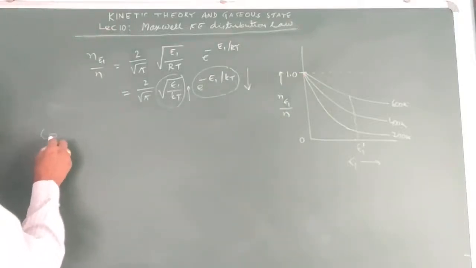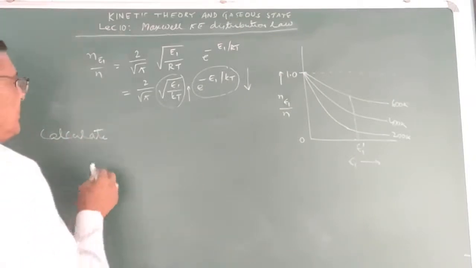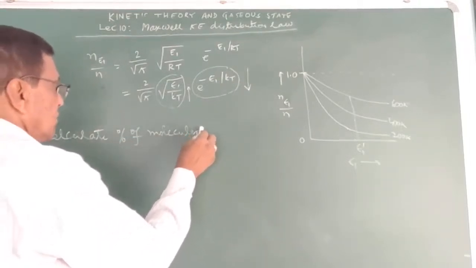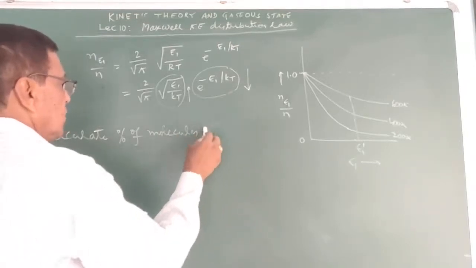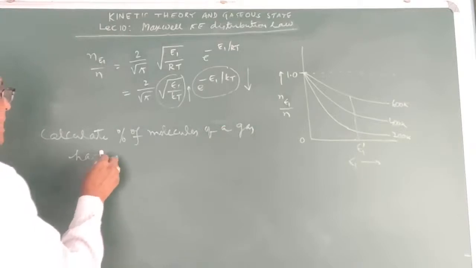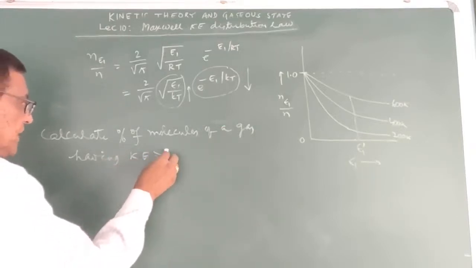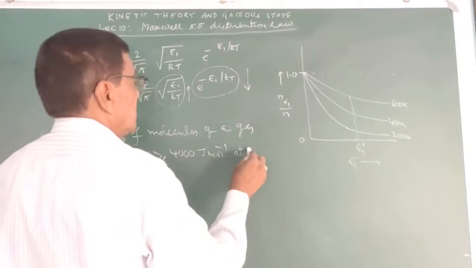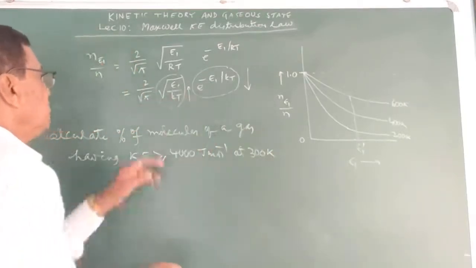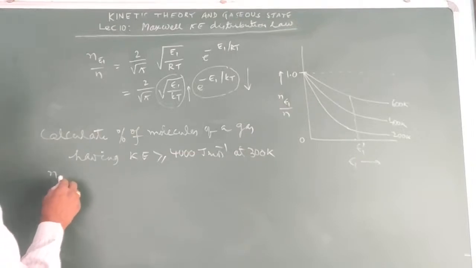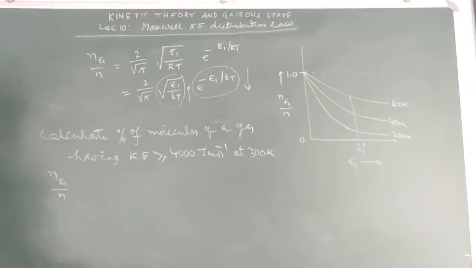You can also calculate the percent of molecules in a gas having kinetic energy greater than or equal to 4000 joule mole inverse at 300 Kelvin. You can put here, so this is the n epsilon 1 by n, this is the molar kinetic energy.